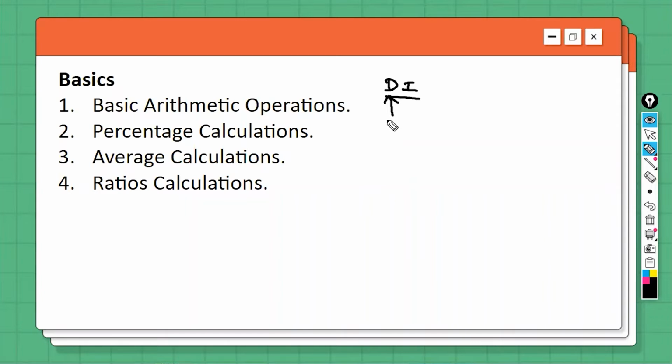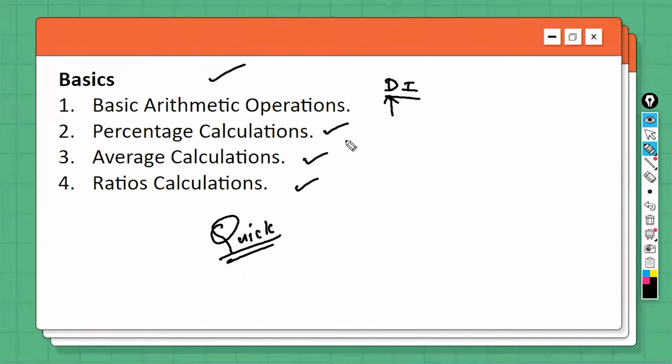To solve any data interpretation question, you need to be very good at arithmetic operations like basic addition, subtraction, multiplication and division. You need to be good at percentage calculation techniques, and then average techniques. Quickly, you need to calculate average for certain numbers, and ratios. These are the fundamentals you need to be really good at to solve any data interpretation question quickly. If you really want to solve very quickly, these are a must. You need to master all those things.